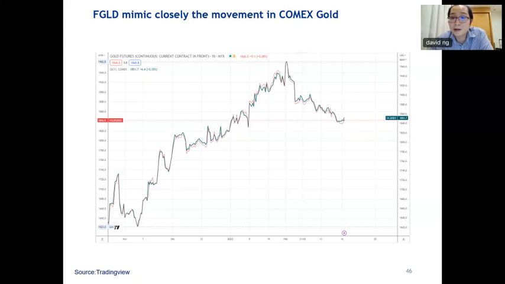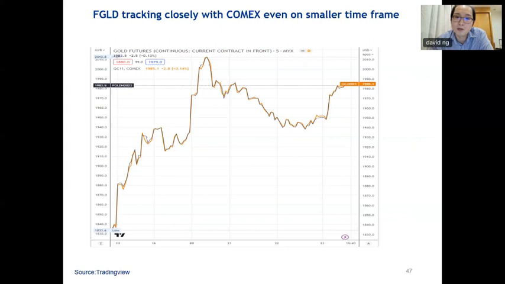Now the multiplier is about 40 for each contract. If you track closely between the FGLD price and the COMEX gold price, they're actually quite in line in certain ways. There's obviously a certain period of discrepancy, but the discrepancy is actually very minimal. You're talking about only a few dollars. So I would say that between these two products, there is a very close linkage. Obviously, if you go to a smaller time frame, you can clearly see an even stronger linkage or price similarity between the COMEX and the FGLD contract that's being traded on the open market.